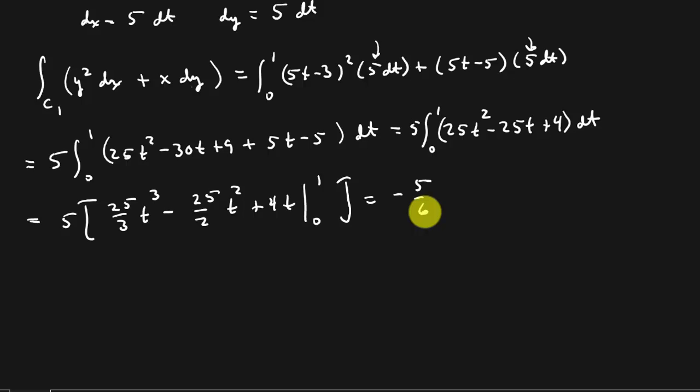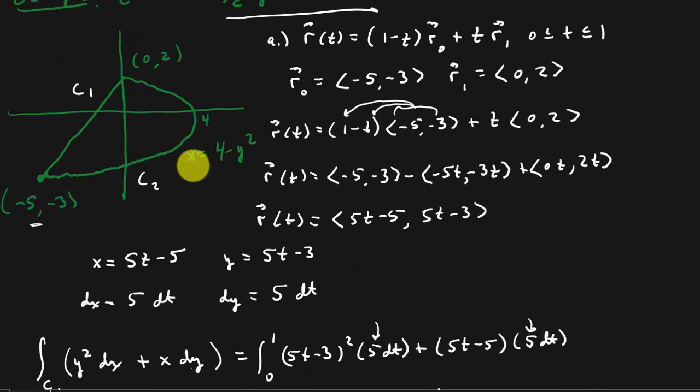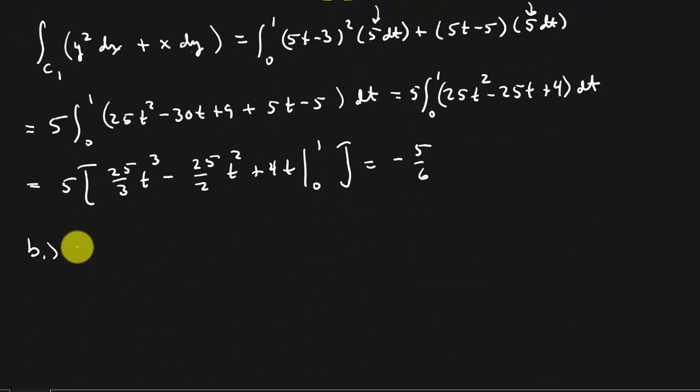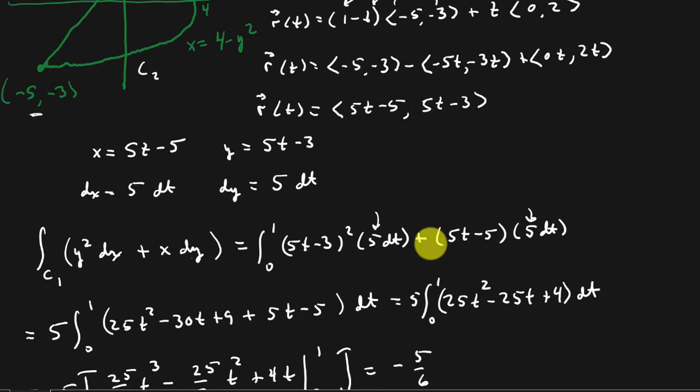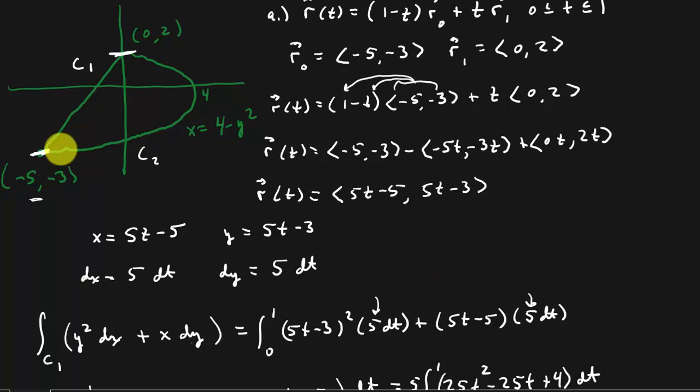All right. Now, let's go ahead and do curve C2. So I guess we can call this part B. So let's look at curve C2. For this one, let's see what we've got. Well, look, we've got x equals 4 minus y squared, right? Oh, look at this. I've got x in terms of y. And so I could say here, let y equals y. And we're going from y equals negative 3 to y equals 2. It's this curve here.